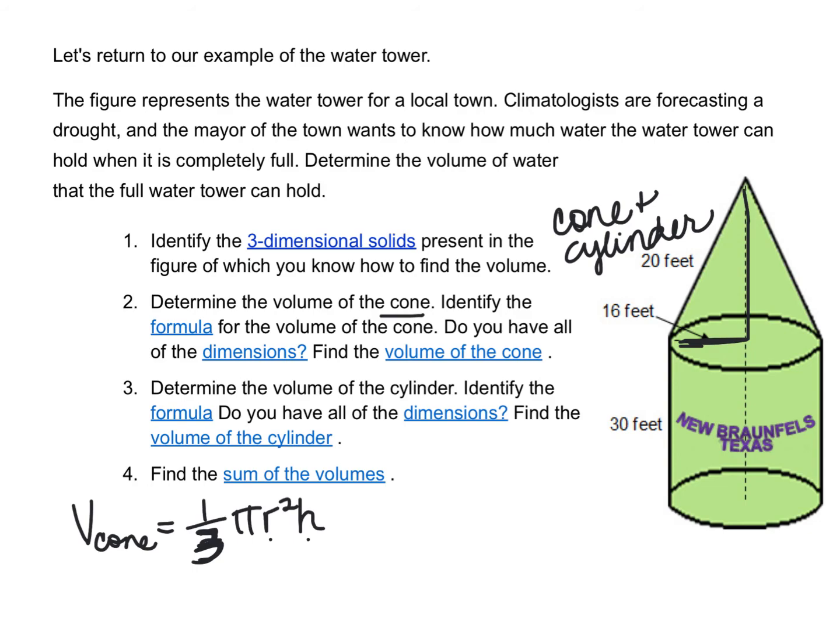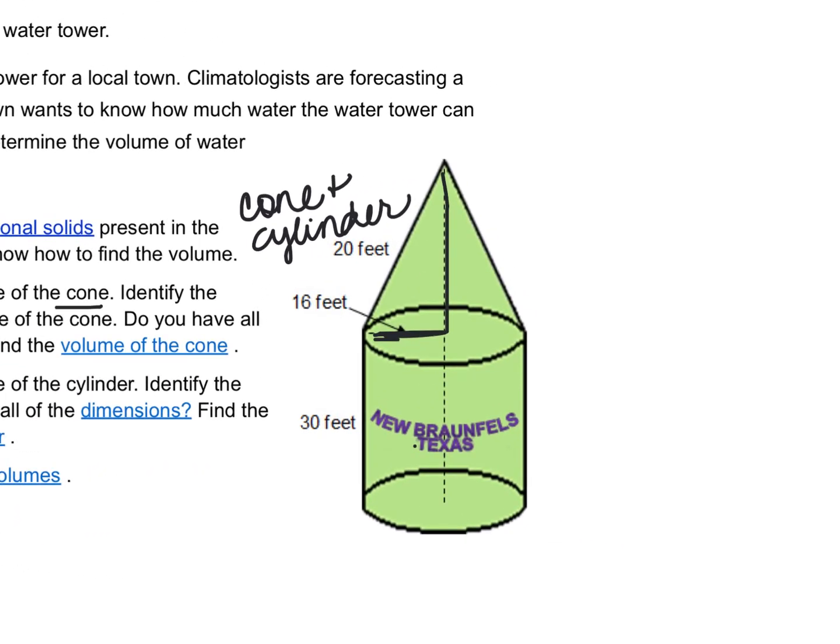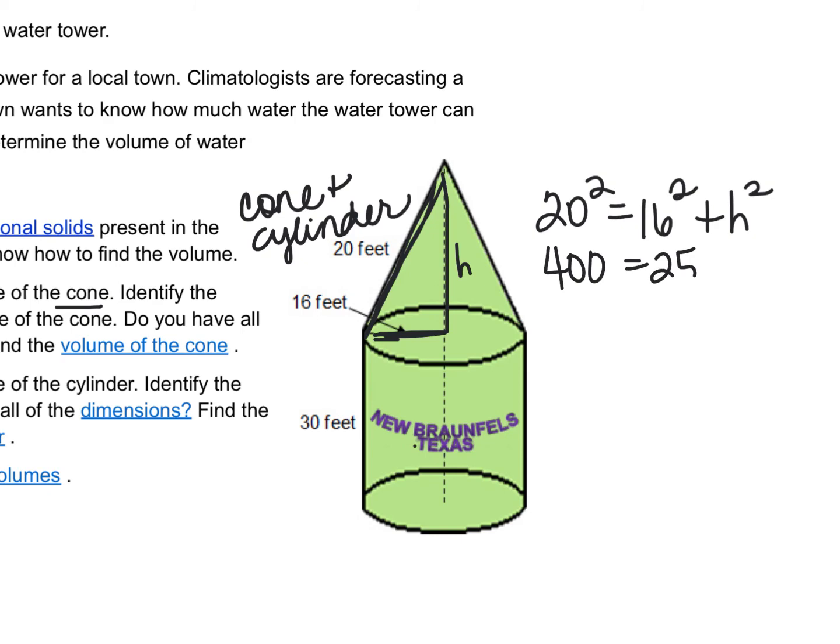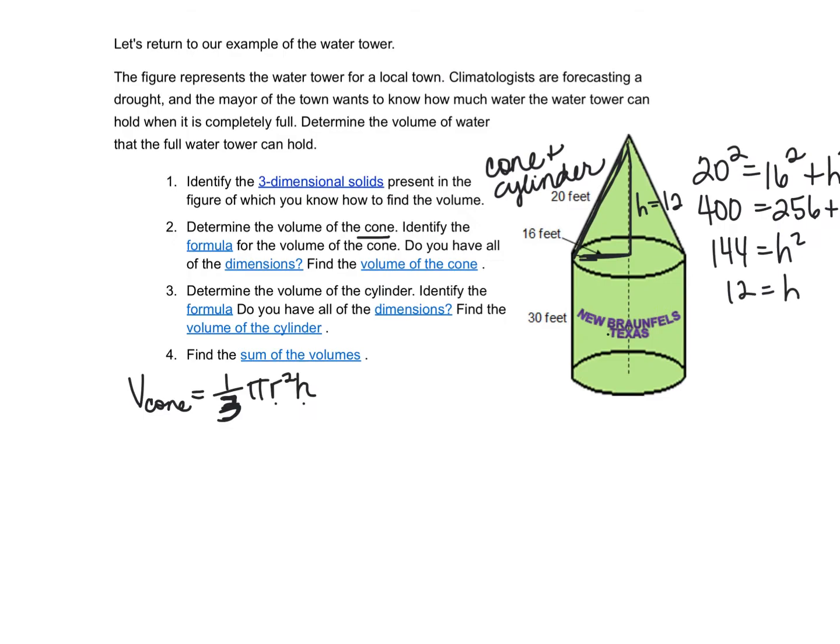Okay, so let's move this over here. To find our height, we have our slant height, which is 20, and we have our radius, which is 16, and we're going to find our height. Okay, so I'm using the Pythagorean theorem. So we have 400 equals 256 plus h squared. We're going to subtract 256 from both sides and get 144. Take the square root of that, and we get 12. All right, so we have our radius, and our height is 12.